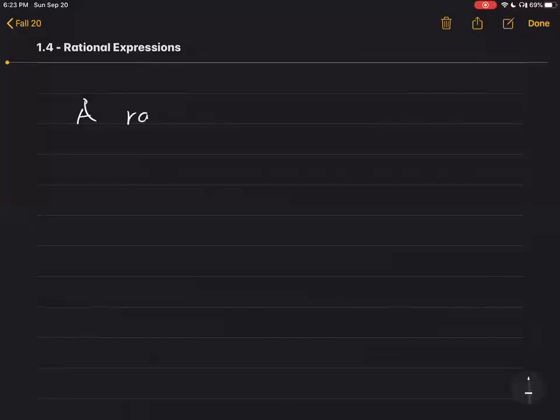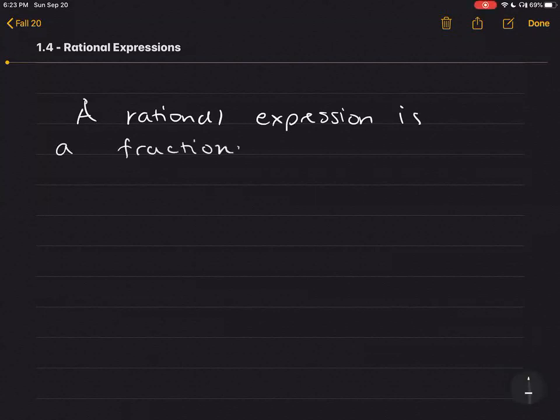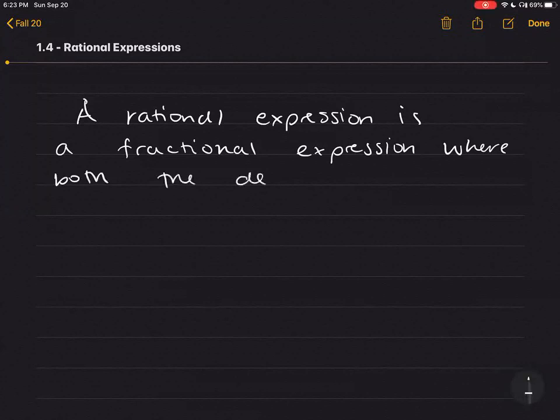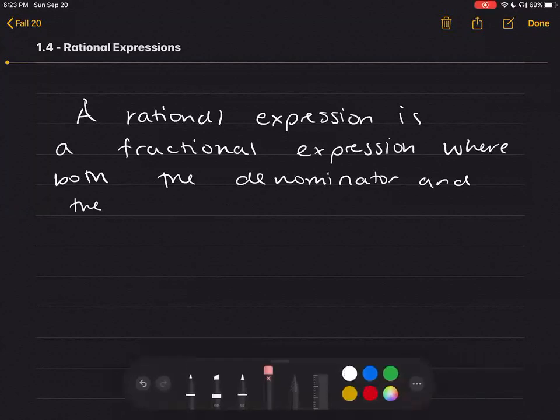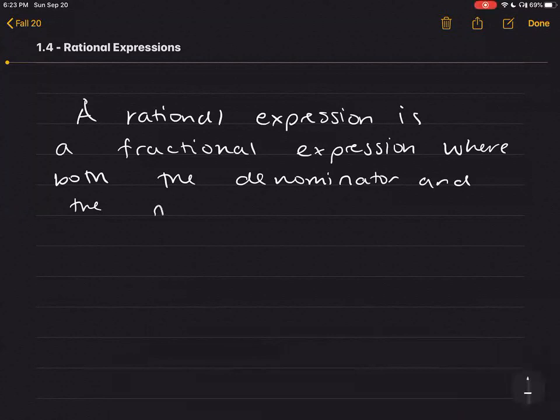So a rational expression is a fractional expression where both the denominator and the numerator are polynomials.